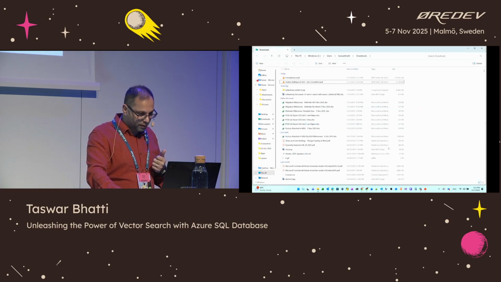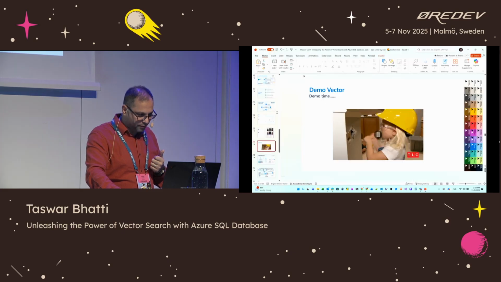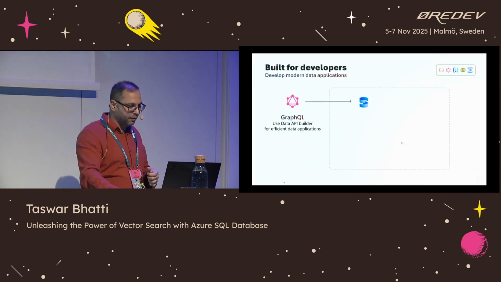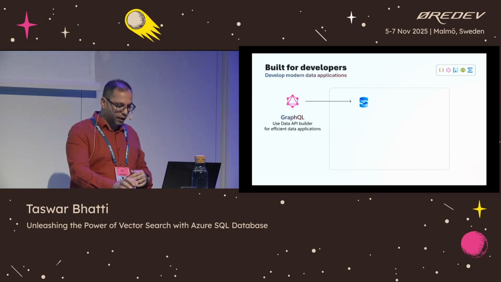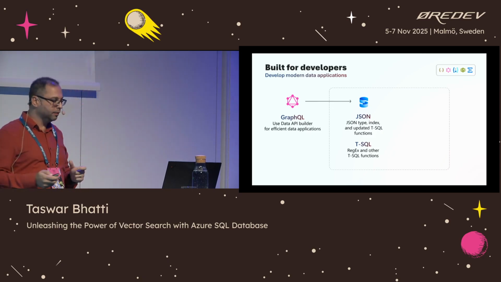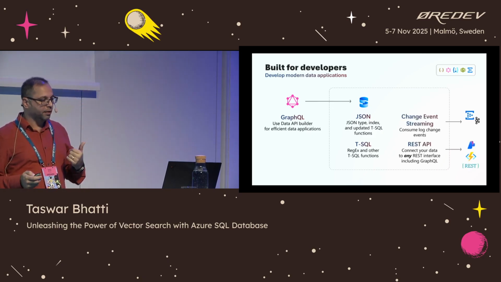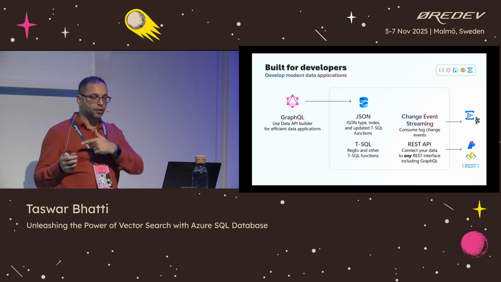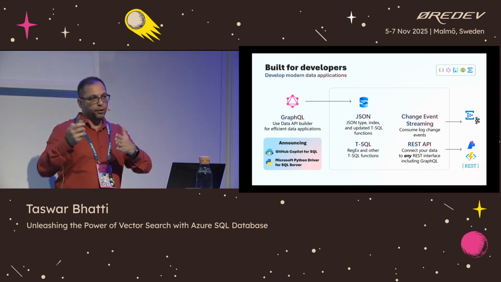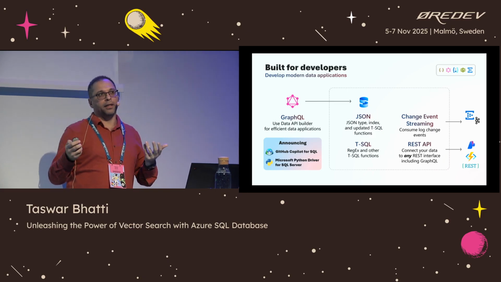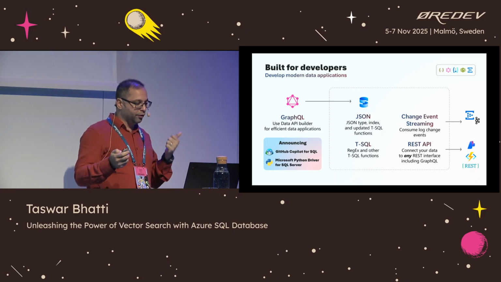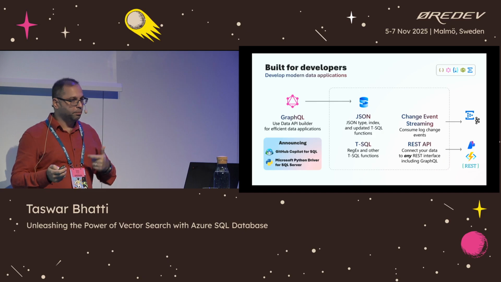Okay, let's jump back to the presentation. Build for developers. If you're using GraphQL, you could call SQL Server, which has JSON support now, so you could parse through things. There's T-SQL. There's streaming for change events. There's the RESTful API, which I just showed. You could use GitHub Copilot for SQL and generate SQL out of it. You could point to your database and say, here's my database, generate me the SQL for the top 10 products being sold, and it will generate those SQL queries too. And there's a new Python driver coming out, built by Microsoft.